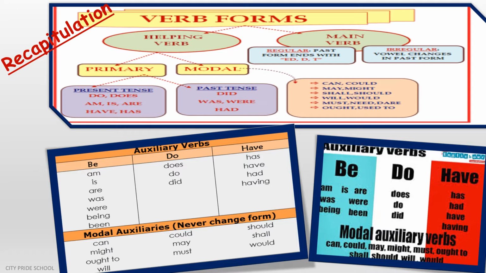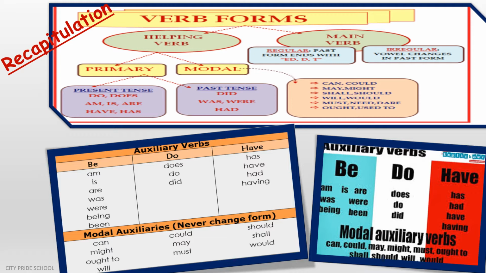So we have discussed the various verb forms. We have discussed the main verbs, that is the regular and irregular verbs, and also the do verbs, have verbs, and be verbs that act as a main verb. We have also discussed helping verbs and how do verbs, have verbs and be verbs act as helping verbs. And we have also discussed modal verbs in short, right? So yes, this is about the verb.